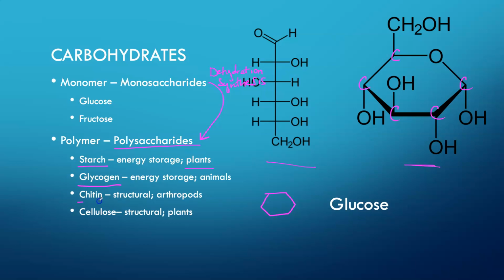Now chitin is actually not an energy storage molecule. Instead, it serves a structural purpose. And in this case, if you think about arthropods like insects, when you step on a bug and you hear that crunch, part of that is because in their exoskeleton, some of what gives it the structure is this molecule chitin. Cellulose is also a structural polysaccharide. This is found in the cell wall of all plants, so it helps provide rigidity and structure to plant cells.